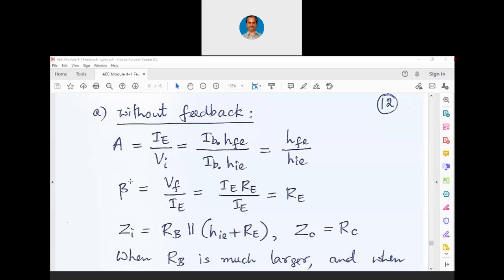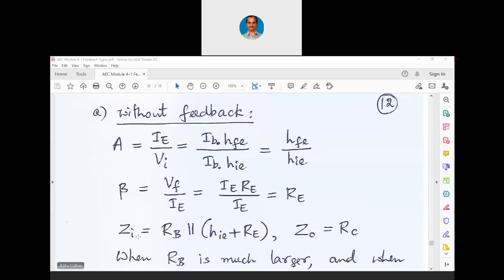Now what is beta? Beta is VF by IE, the feedback voltage divided by the current. What is this VF? VF is nothing but IE into RE. So IE gets cancelled and we have the beta as RE itself. The emitter resistance itself is now the feedback factor. How? Basically beta is the portion of the output taken back as the input. That feedback is VF, and that output is IE. So naturally we will get beta equals RE.